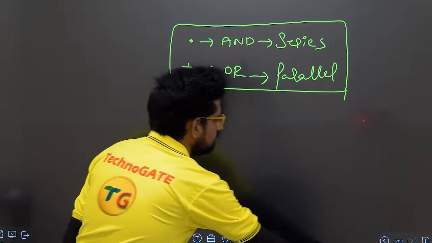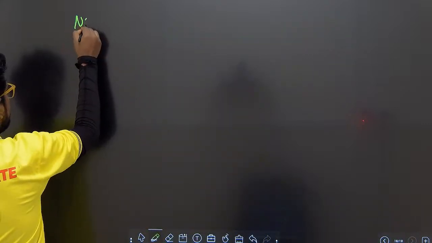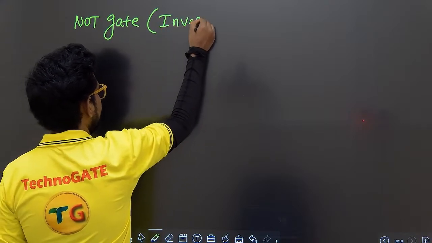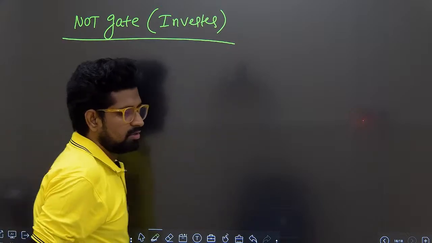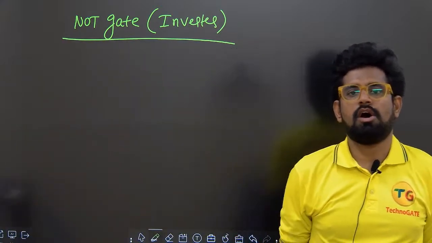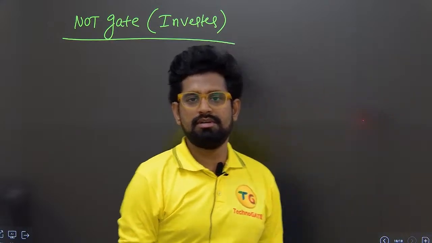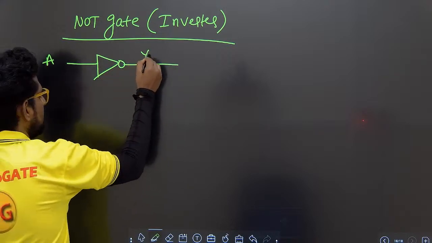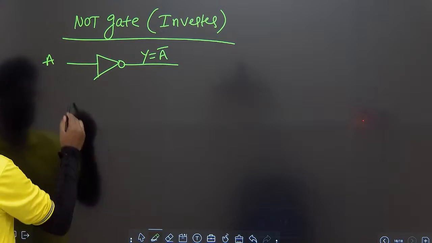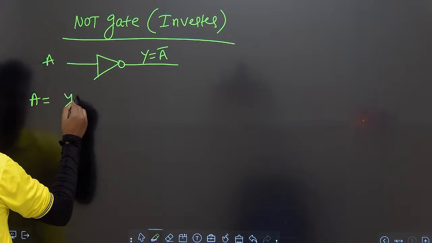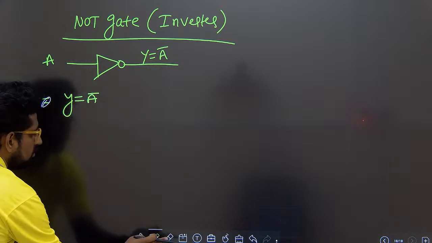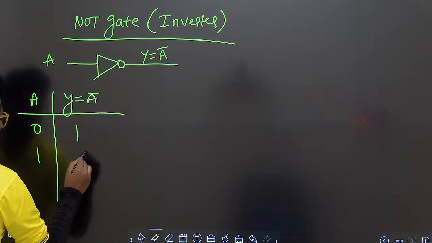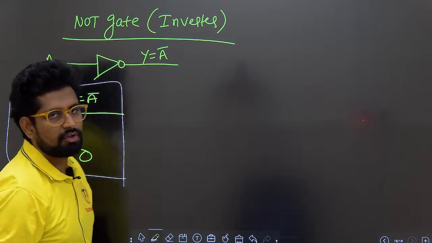Which is the NOT gate. The NOT gate is also called an inverter. So what is meant by NOT gate? NOT gate means the output is not the same as the input. You can observe here, this is the logic symbol. If A is the input, A bar is the output. So Y is equal to A bar. Let me draw the truth table: 0 gives 1, 1 gives 0. So this is the NOT gate.